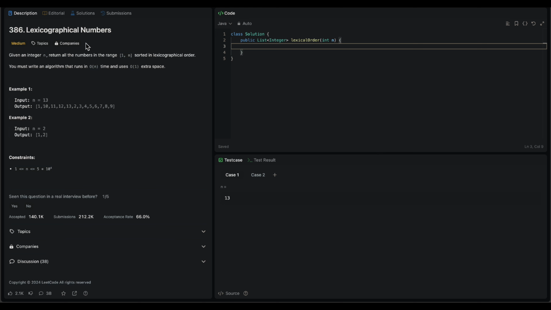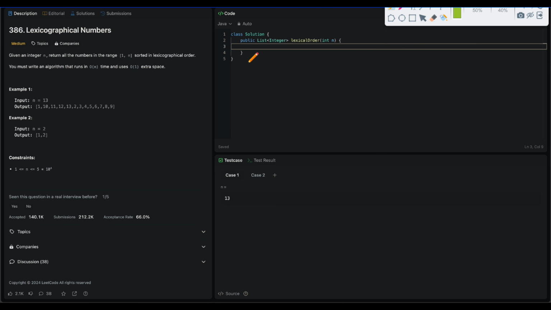Lexicographical numbers, Leetcode 386. In this problem, we are given an integer n and we should return all the numbers in the range 1 to n sorted in lexicographical order. And we must write an algorithm that runs in O of n time and uses O of 1 extra space.